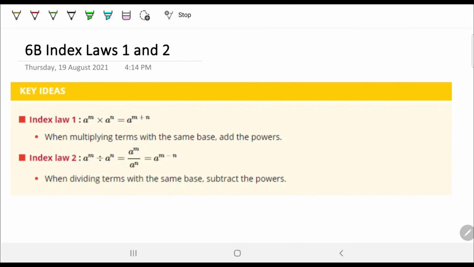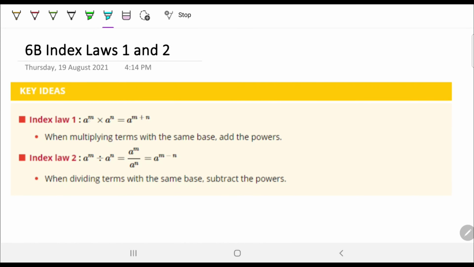In today's video I want to cover 6B, which will be looking at index laws 1 and 2. So the first thing you need to know is the first index law, which tells me that if I have an index of the same base, so a to the power of m multiplied by a to the power of n, as you can see they both have the same base of a. If we multiply them, that will allow us to add the powers. So this becomes a to the power of m plus n. So when multiplying terms with the same base, we need to add these powers.